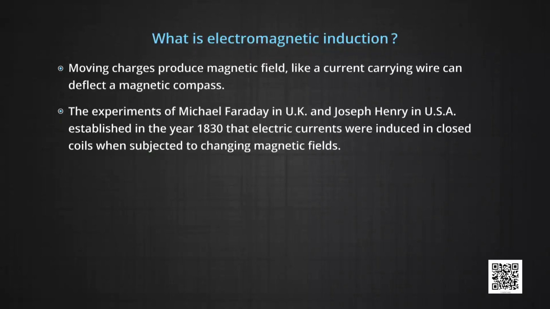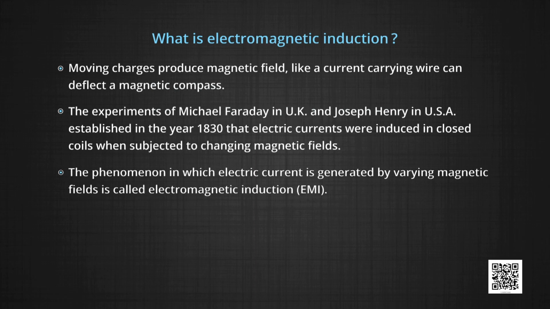The experiments of Michael Faraday in UK and Joseph Henry in USA established in the year 1830 that electric currents were induced in closed coils when subjected to changing magnetic fields. The phenomenon in which electric current is generated by varying magnetic fields is called electromagnetic induction.